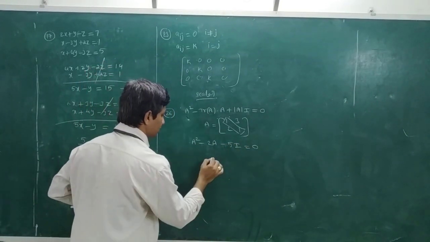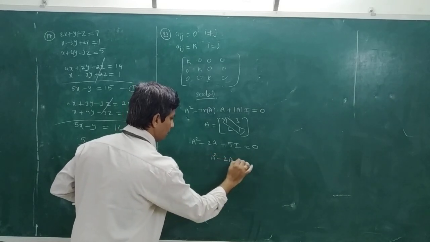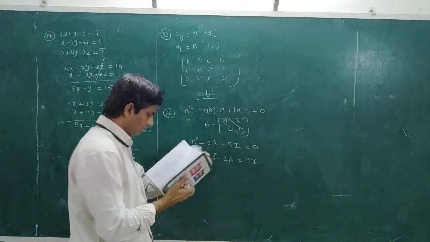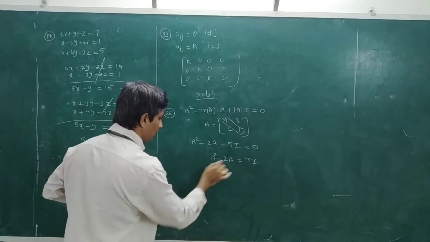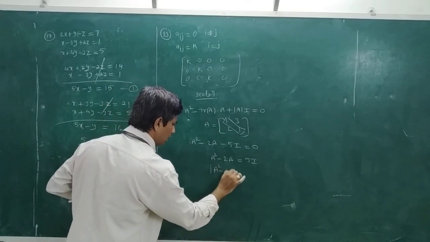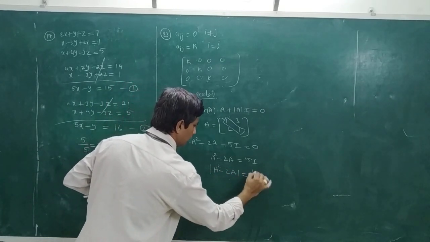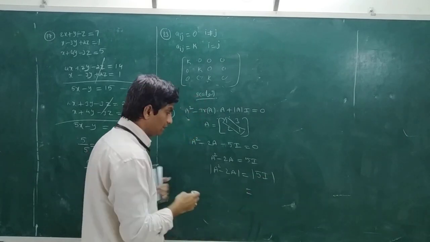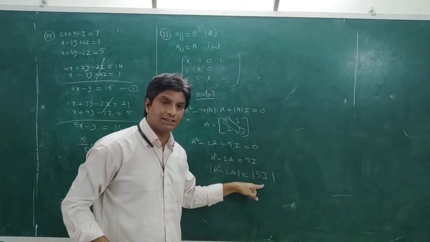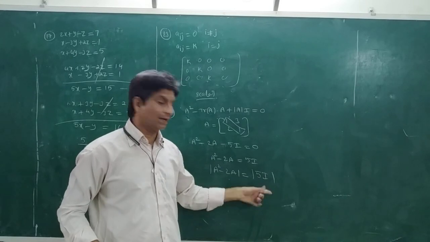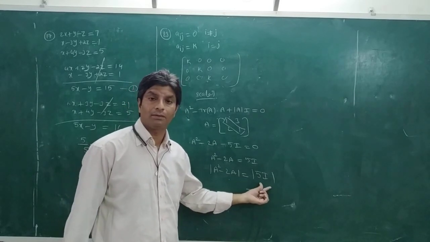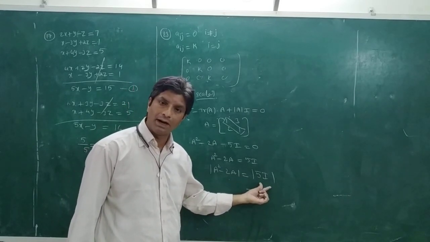So we'll take 5I to the other side. A square minus 2A equal to what? 5I. But we have to find the determinant of this thing. Determinant of A square minus 2A equal to determinant of 5I. We should be very careful. We should not write 5 into determinant of I, because this is in the form of determinant of K power n into determinant of A.